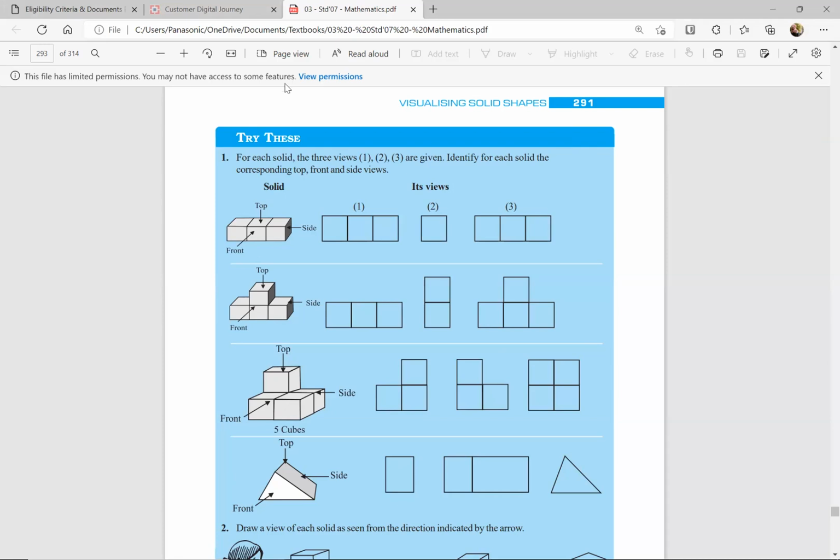Side view. Second one is the side view, and which is the top view? The first one. Yeah, good.